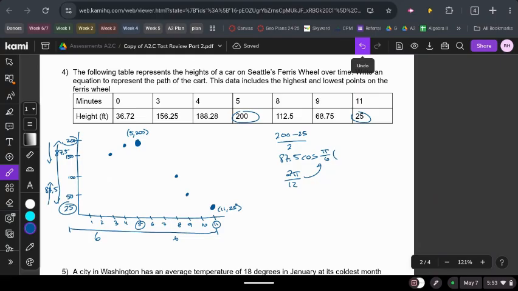My starting point, I like to choose the positive cosines, so I'm going to start at the top and do x minus 5 for my h value. And then my last value at the end here is going to be the 200 plus 25 divided by 2. So that will be 112.5. So plus 112.5.